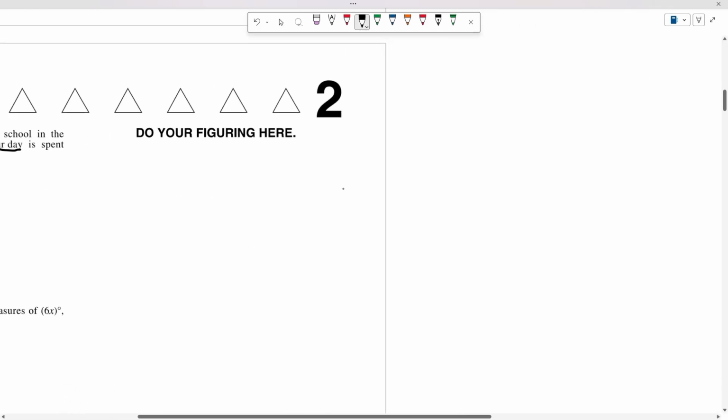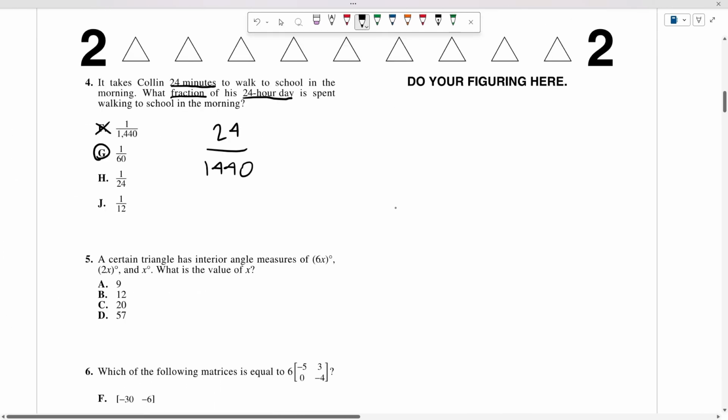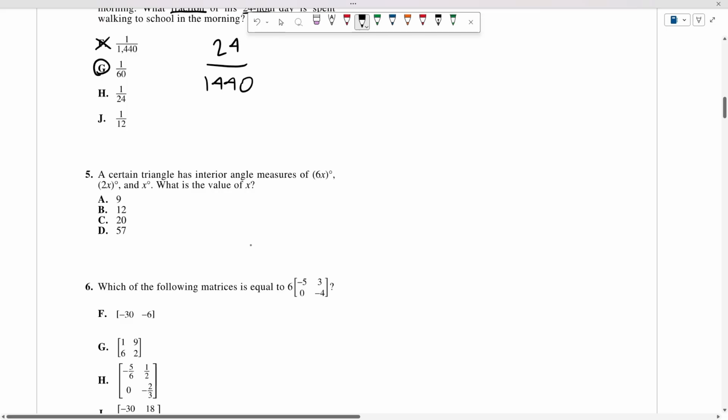Number 5, a certain triangle has interior angle measures of 6x, 2x, and x. We can make a diagram here. Because I see a triangle, I like making diagrams, okay? So it's not to scale at all, but we have 6x degrees, 2x degrees, and then x degrees. And then what is x?